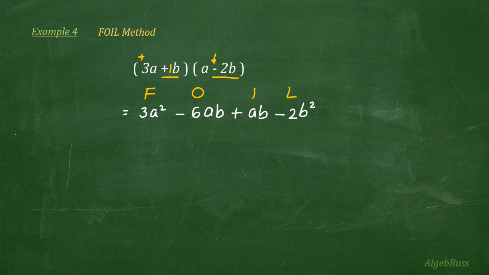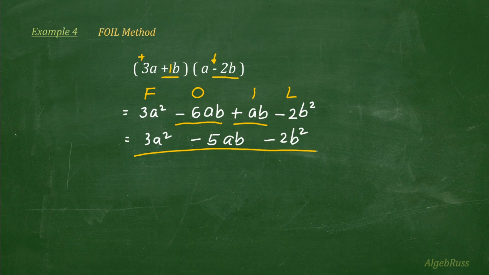So, combining these two like terms here, outer and inner, we have 3a squared, negative 6ab plus ab is negative or minus 5ab, and finally, minus 2b squared. Hence, the final answer.